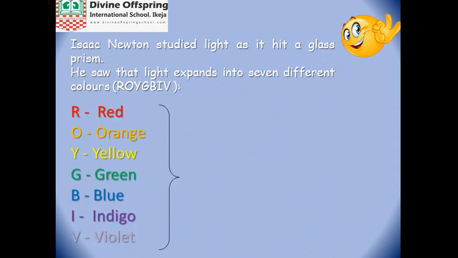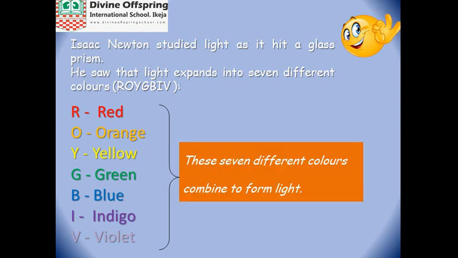Isaac Newton studied light as it hit a glass prism. He saw that light expands into 7 different colors, which are red, orange, yellow, green, blue, indigo, and violet. These 7 different colors combine to form light.